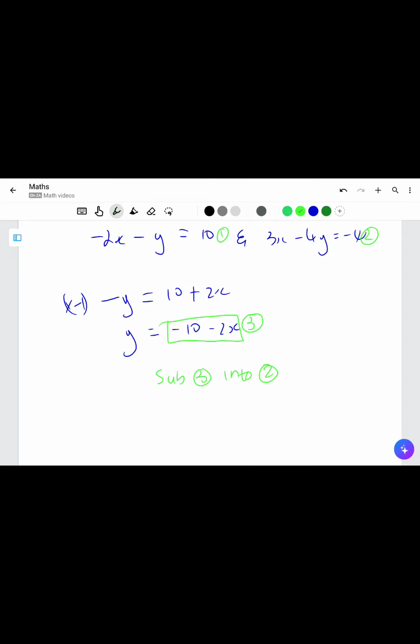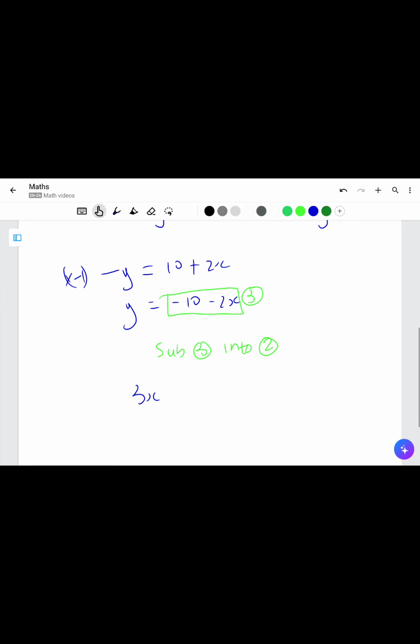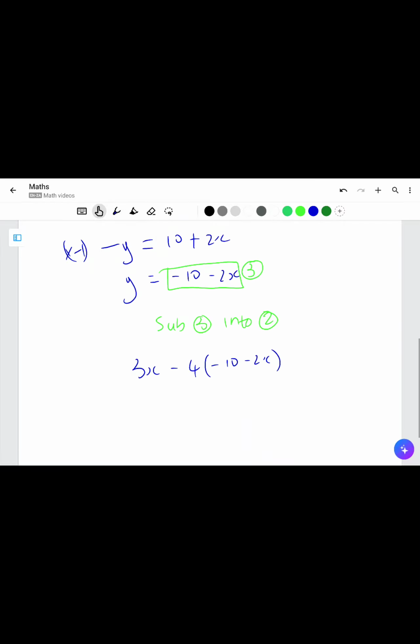Okay, so let's get into it, guys. So we're going to say 3x minus 4, and now remember y is now minus 10 minus 2x, and that is equal to minus 4. So we're going to go ahead and multiply this in like this.